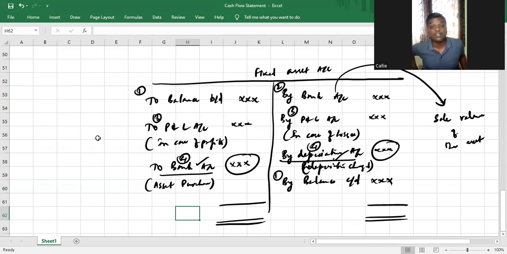And that is how you find the total asset purchase, depreciation charge, and the sale value of the asset for preparing the cash flow statement. Those are the pieces of information that are required for preparing the cash flow statement. And this is how we find that information.